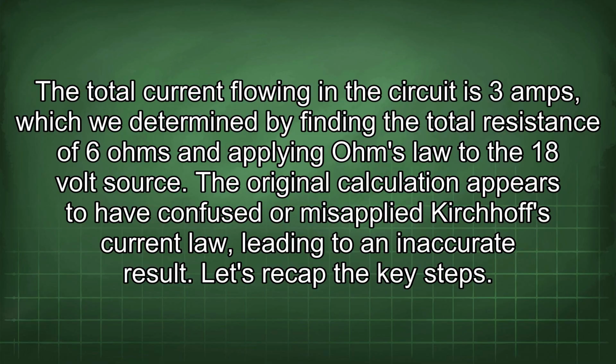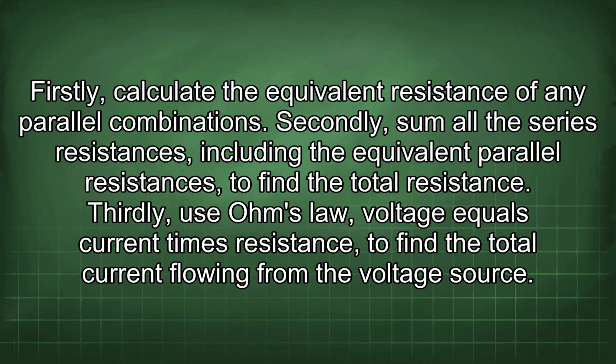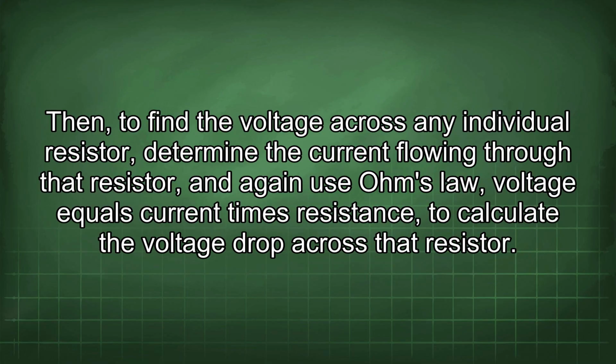Let's recap the key steps. Firstly, calculate the equivalent resistance of any parallel combinations. Secondly, sum all the series resistances, including the equivalent parallel resistances, to find the total resistance. Thirdly, use Ohm's law, voltage equals current times resistance, to find the total current flowing from the voltage source. Then, to find the voltage across any individual resistor, determine the current flowing through the resistor, and again use Ohm's law, voltage equals current times resistance, to calculate the voltage drop across that resistor.